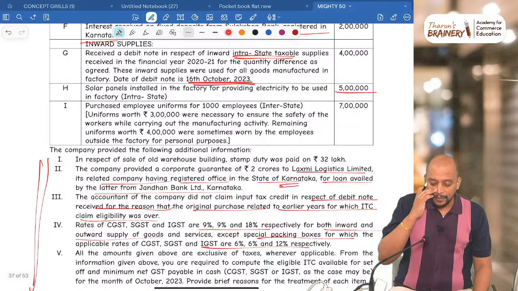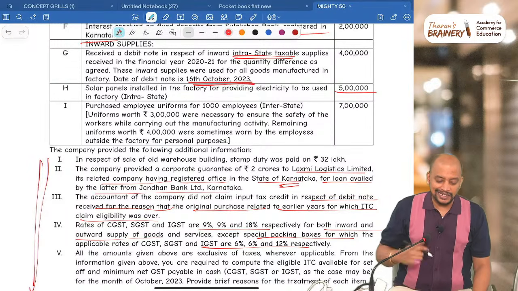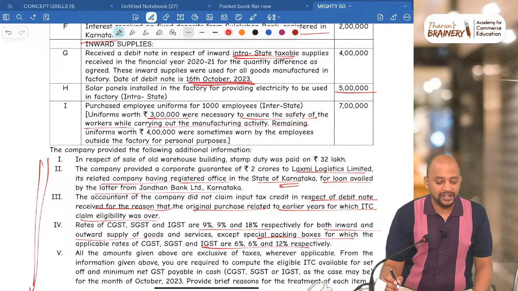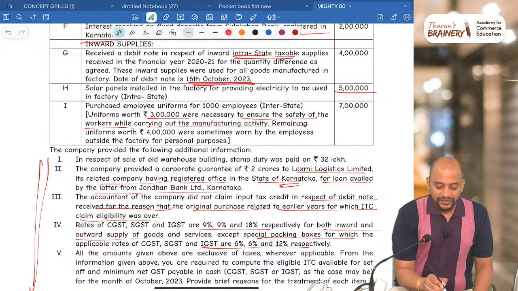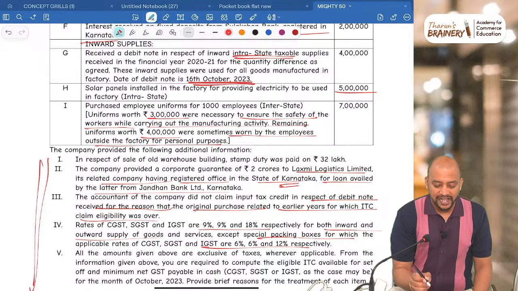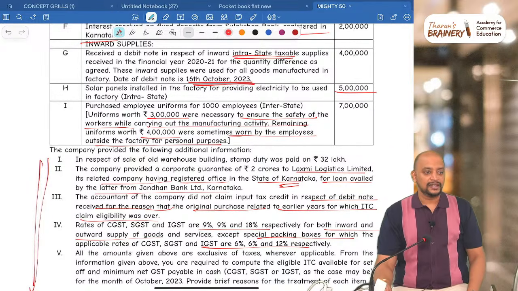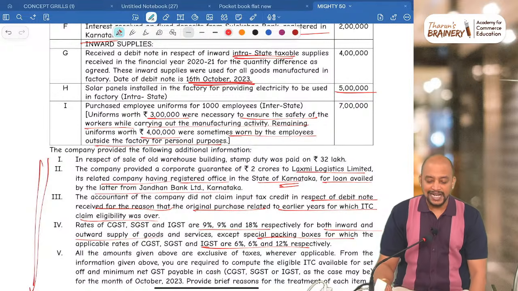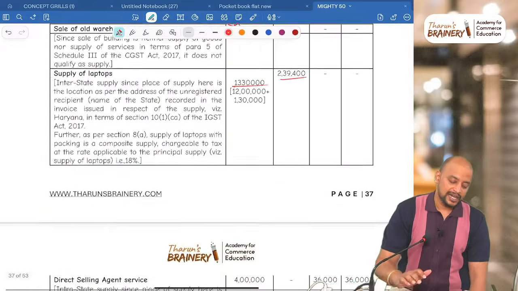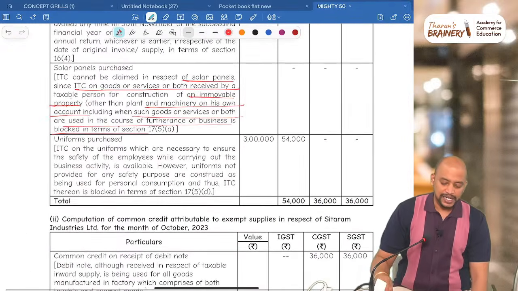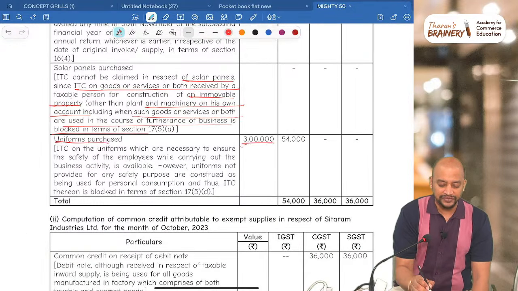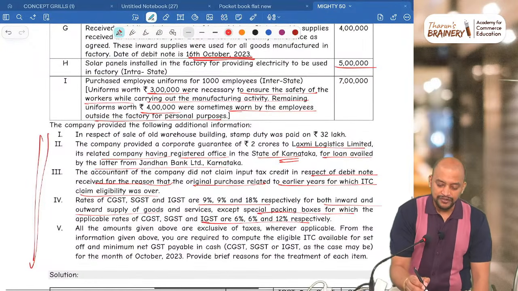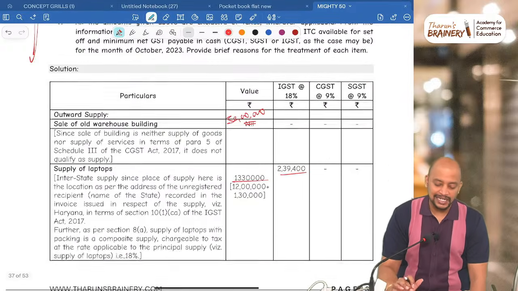Purchased employee uniform for 1000 employees, interstate. Uniform worth 3 lakhs was necessary to ensure the safety of the workers while carrying out the manufacturing activity. Remaining uniform worth 4 lakh was sometimes worn by employees outside the factory for personal purposes. Now, for personal purpose they cannot take ITC, but on 3 lakhs they can take ITC, correct? And we don't have anything in RCM here. So ITC on uniforms purchased only to the extent of 3 lakhs. And is it given that it is interstate? Yes, purchased uniforms interstate is given. So IGST on 3 lakhs.